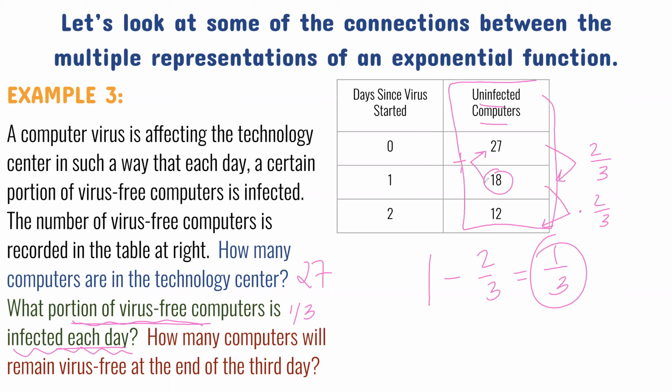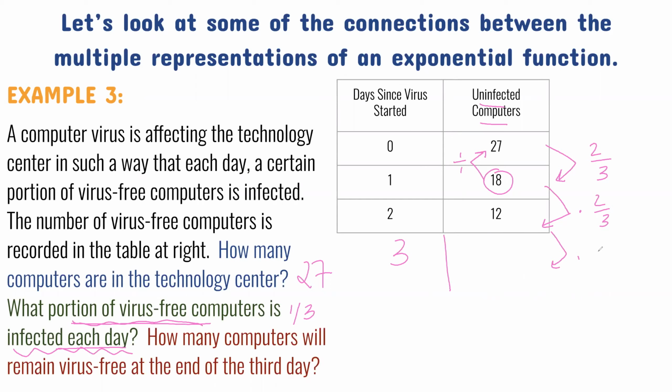And how many computers will remain virus-free at the end of the third day? We can figure that out easily because our multiplier is 2/3. So to go to the third day, I'm going to multiply by 2/3 again, and 12 times 2 divided by 3 is 8. Okay. So 8 computers will remain virus-free.